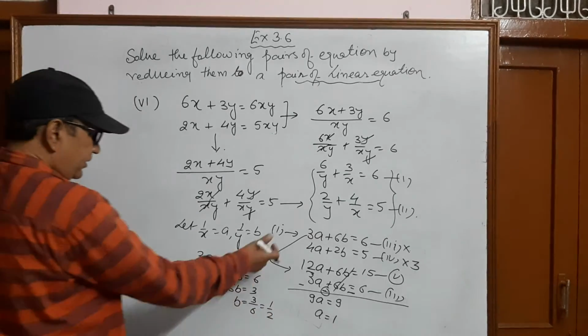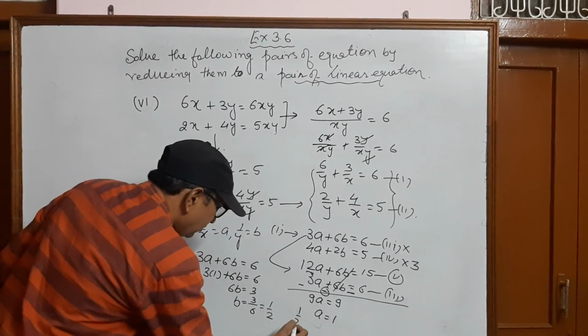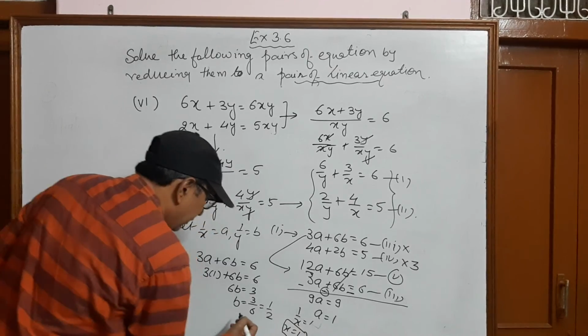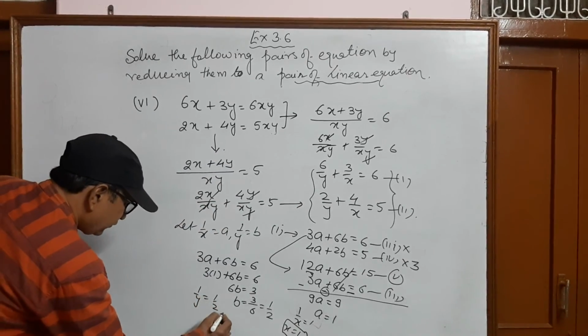Okay, so as we have written, assume 1 by x is a. So x equals 1, and 1 upon y equals 1 upon 2. Therefore y equals 2.